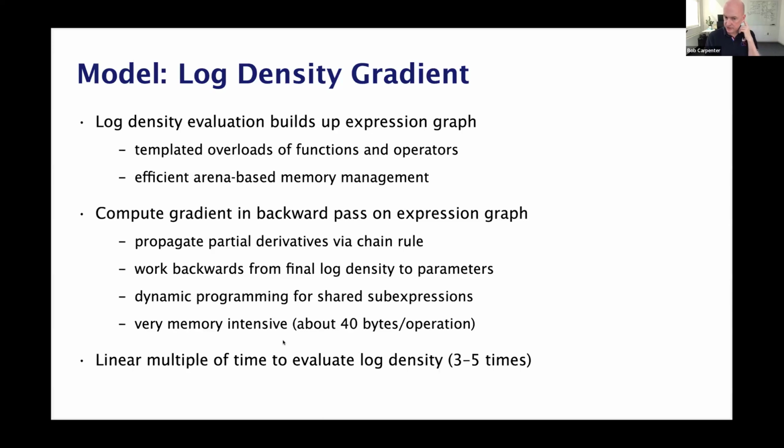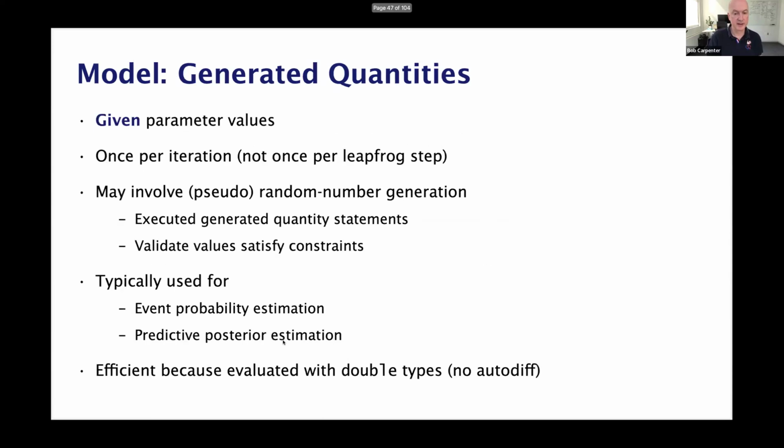Using automatic differentiation, if you have it well implemented, the cost to evaluate the gradient is usually about 3 to 5 times the cost of the log density. And then once you're doing gradients, the log density is free. So log density plus gradients takes about 5 times as long as just a log density using autodiff. It takes a lot of memory, though. It takes on the order of 40 bytes per operation involved, right? So you can often run into memory issues that can slow things down as well.